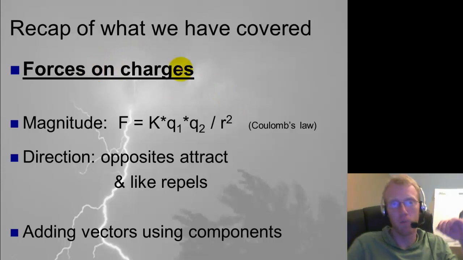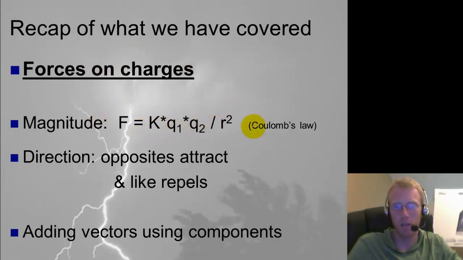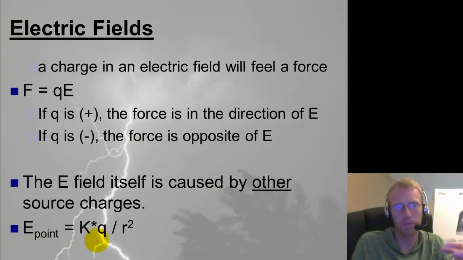Okay, forces on charges. We've got Coulomb's law, F equals k q1 q2 over r squared. Opposites attract and like charges repel. If you have more than one set of charges in your problem, you can find all the different forces and then add them up using vector components.